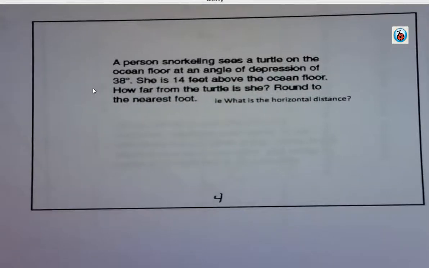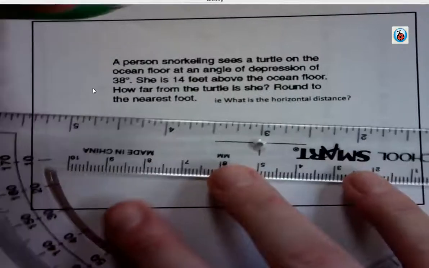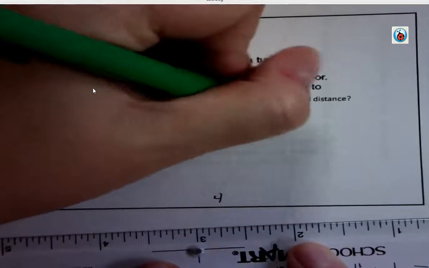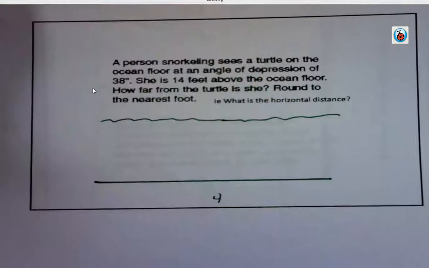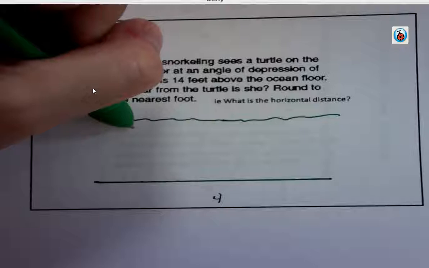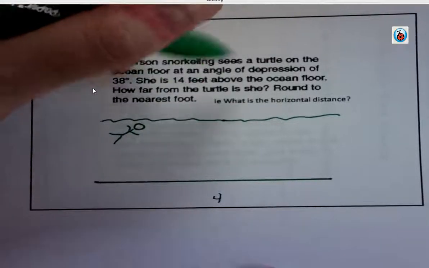At this one, it says a person is snorkeling. Okay, a person snorkeling sees a turtle. And so we've got the ocean here, and we've got the ocean floor here. And then we can put a diver. I'm not very good at drawing, but we'll just make that the diver. And they see a turtle. All right.